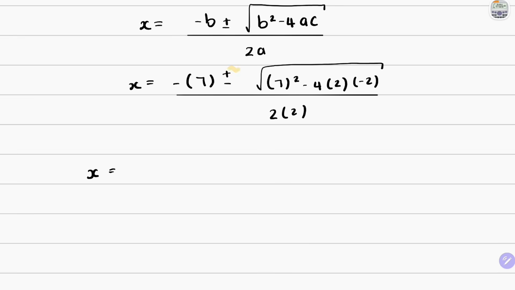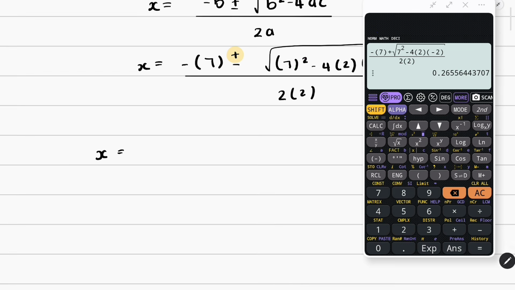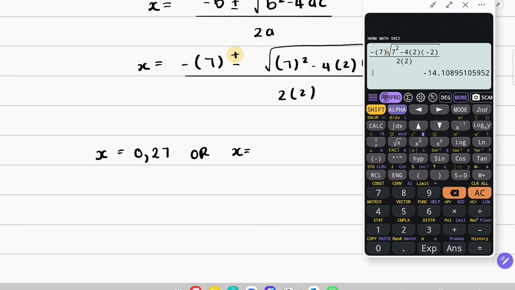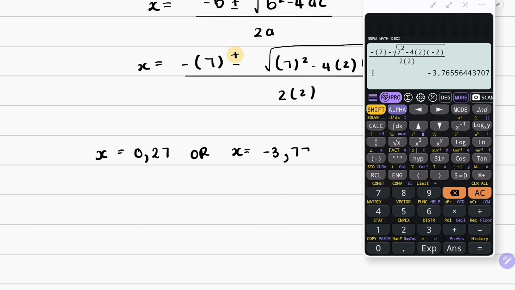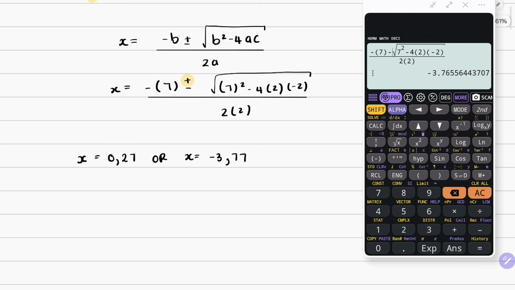So let's go ahead and start with the positive. Okay, and our first solution is 0.2 and so on. Now that third decimal of 5, it's going to round up, and so it's going to cause that 1 to become a 7. So 0.27, or x is equal to, and we'll simply just change that sign to a negative. So x is equal to negative 3 point, and again that 5 is going to round up that 6 to 7, and so we have negative 3.77. And these are our solutions. Moving on to the next question.